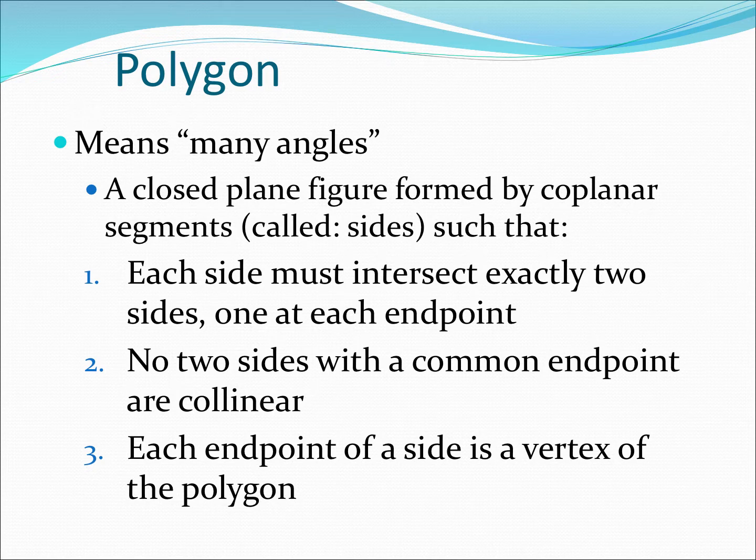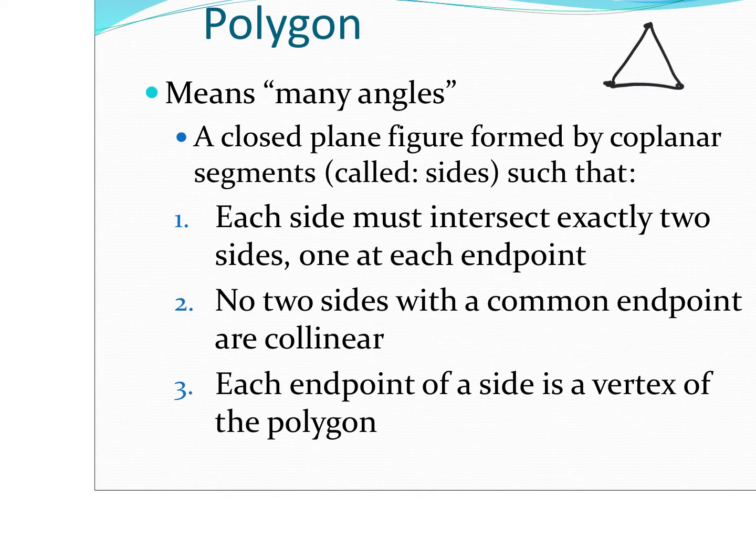And a polygon is a closed plane figure that's formed by coplanar segments, which are called sides. Now, the smallest polygon that we can create that's a closed figure is going to be a triangle. This will be the smallest polygon that we can create. Now, these three characteristics need to happen in order for a figure to be a polygon.